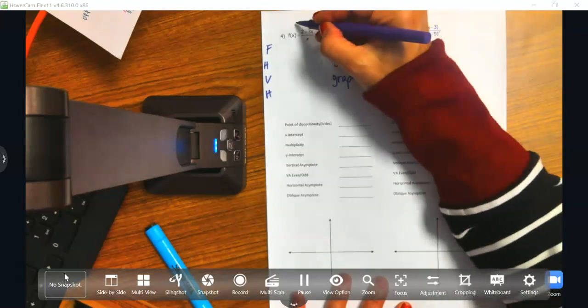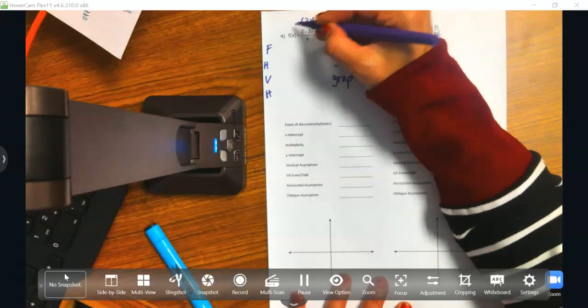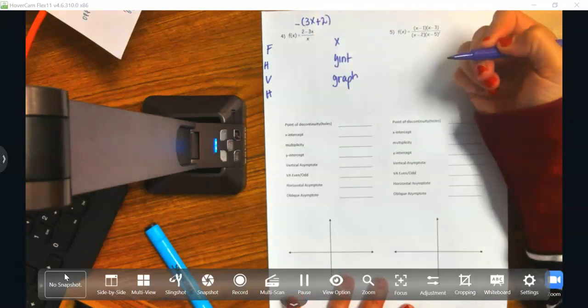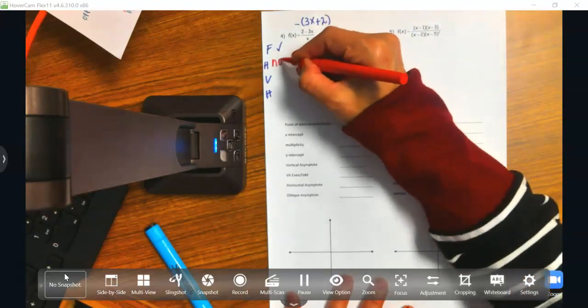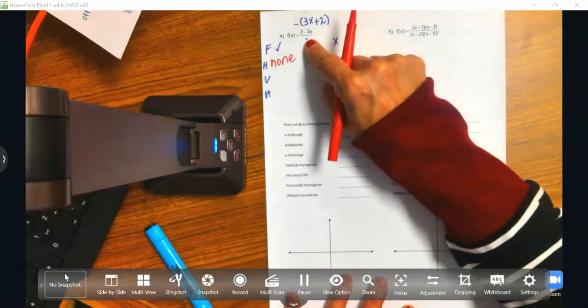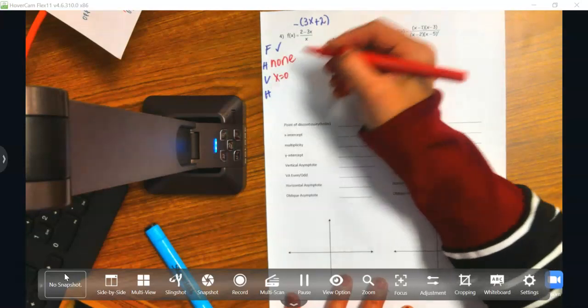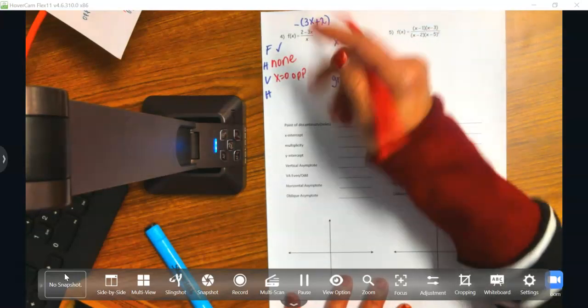Factor. I factored out the leading negative. Holes, none. Vertical asymptote, x equals 0. It's to the first power, so it's opposite.